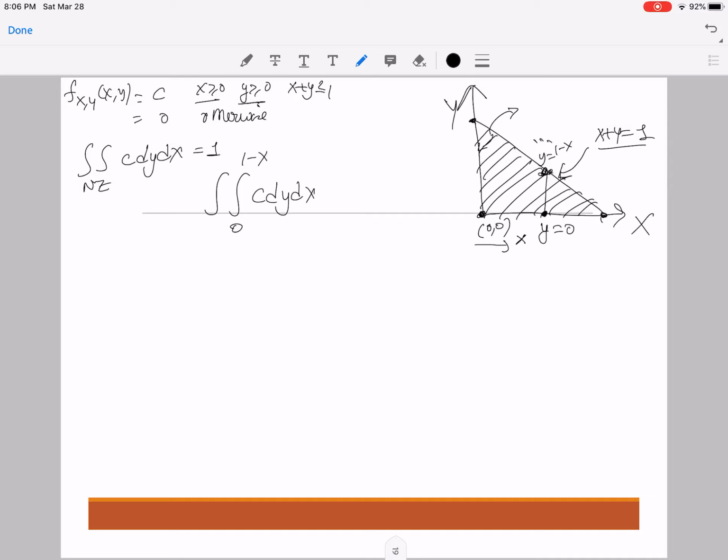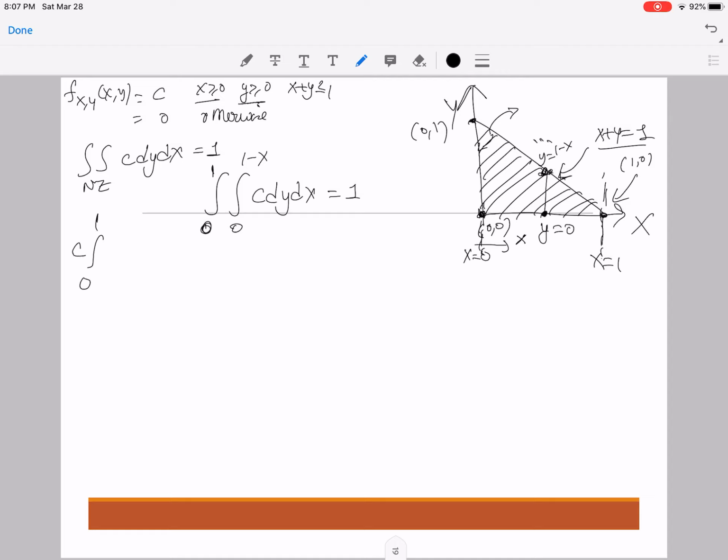Once I have integrated y out, x varies from 0 till x is equal to 1 in this region. So this point is 1, 0. This point is 0, 1. So x varies from 0 till x equal to 1 in this region. So the limits of outer integration will be from 0 to 1, and this should give me a value equal to 1. When I solve this integral, I get this.